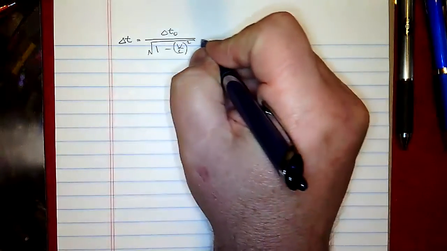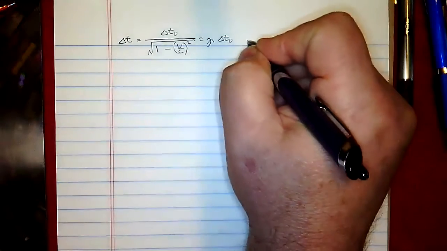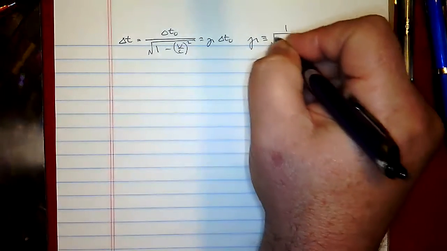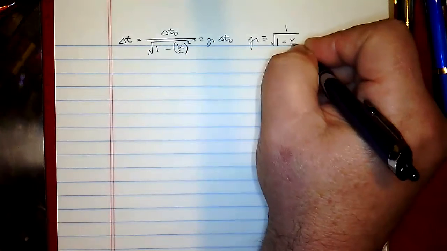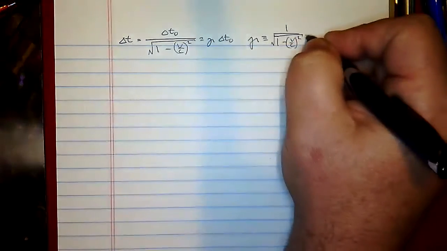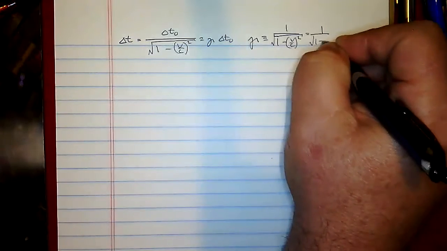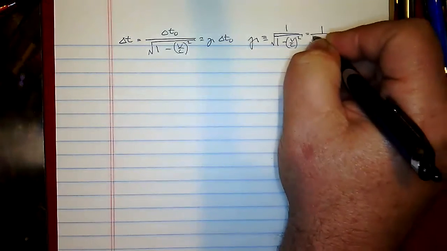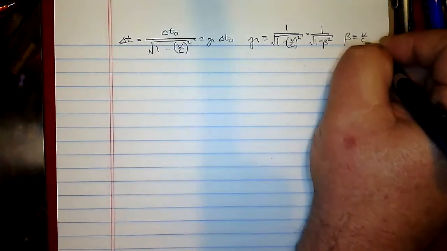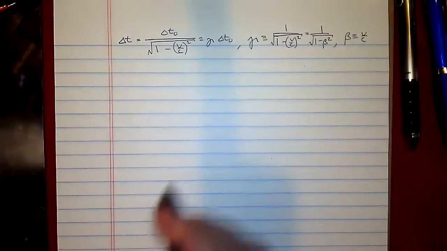I made this a little shorter by calling it gamma times the proper time, where gamma is defined to be 1 over the square root of 1 minus (v over c) squared. And I made that even shorter by calling it 1 over the square root of 1 minus beta squared, where beta was defined to be v over c. So these are a couple of abbreviations that might come in handy.